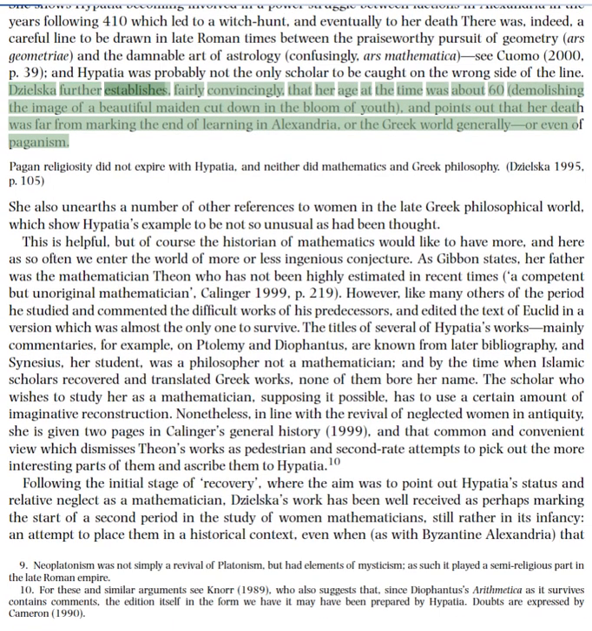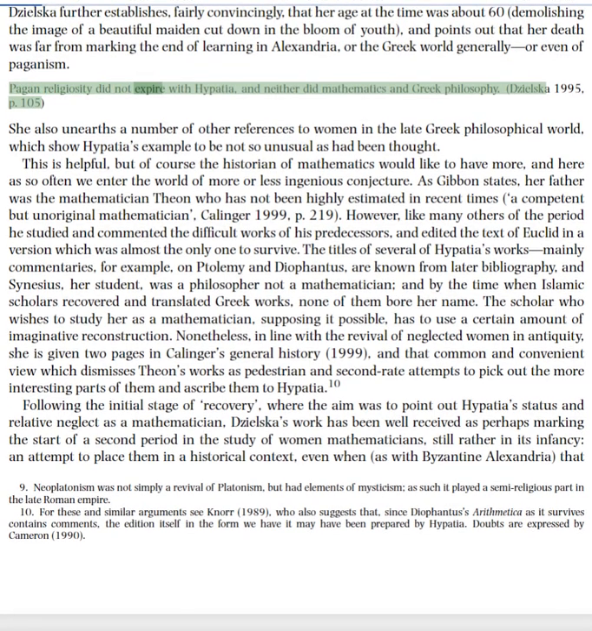Zielska further establishes, fairly convincingly, that her age at the time was about 60, and points out that her death was far from marking the end of learning in Alexandria, or the Greek world generally, or even of paganism. Pagan religiosity did not expire with Hypatia, and neither did mathematics and Greek philosophy.